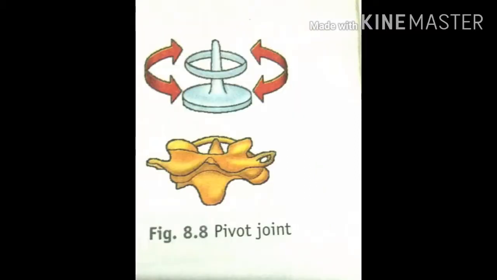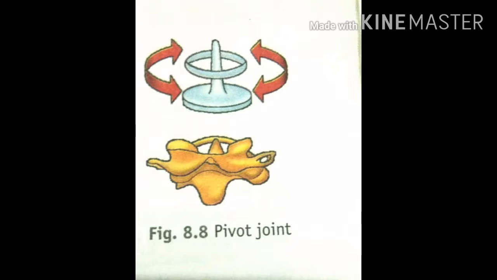Next one, pivot joint. In this joint, one of the bones ends in a rounded or conical surface. See that picture. One end of the bone ends in a rounded or conical surface that fits into the other bone. It allows movement in all directions.